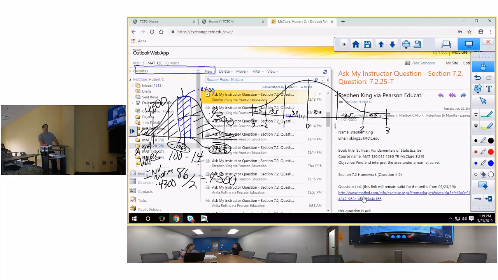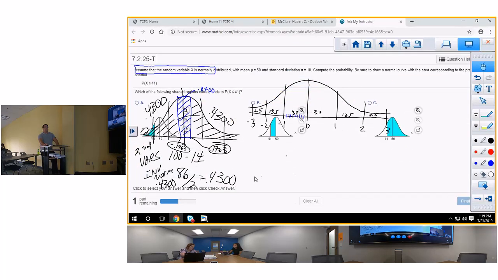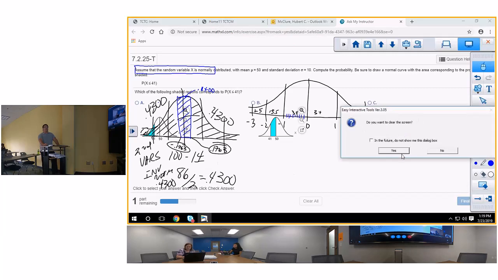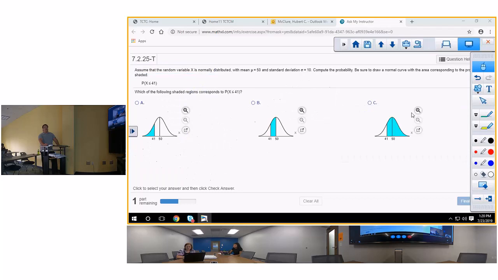Number 9. Okay, this is a good test question. I'm just going to erase it. There we go. All right, do however you want to. I'm going to draw a picture. Well, we can use this picture.